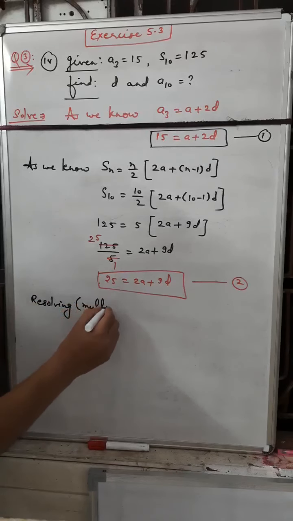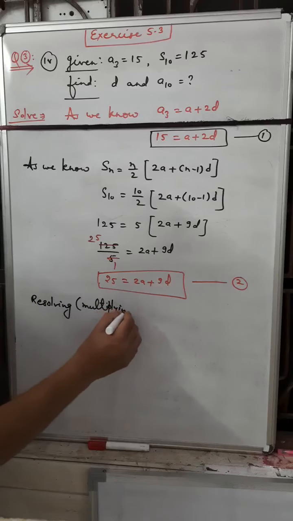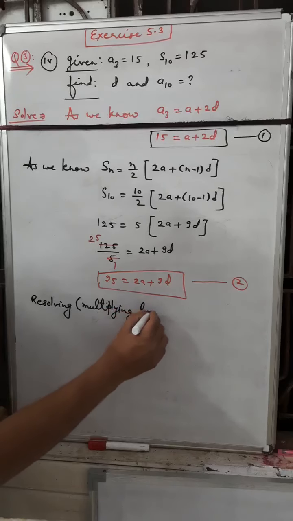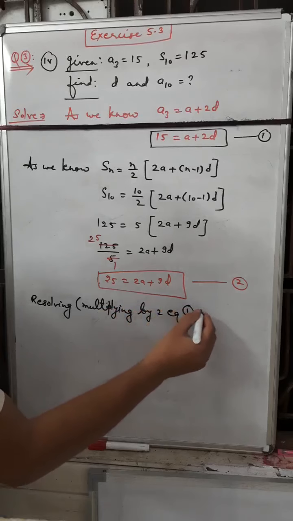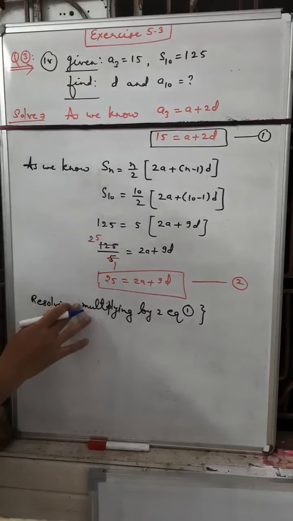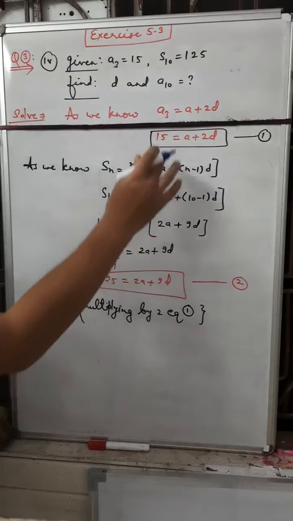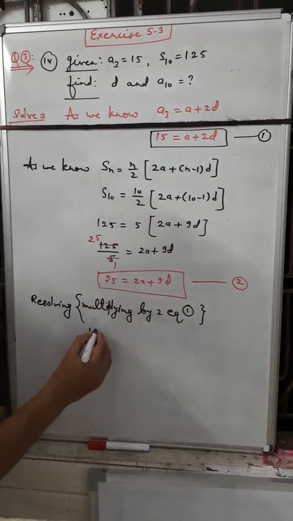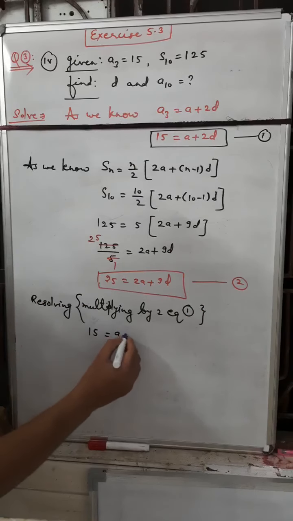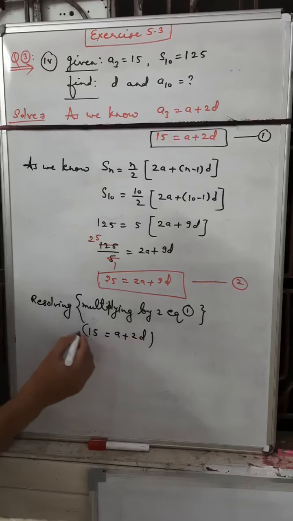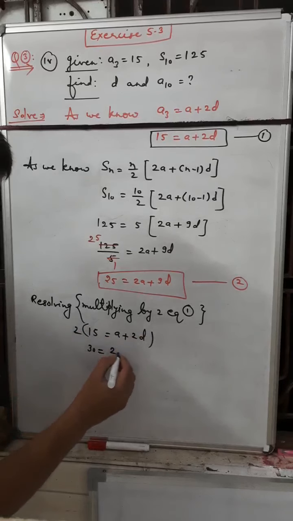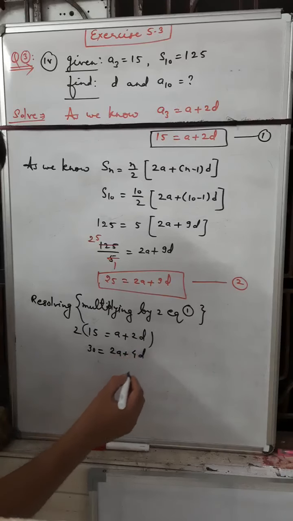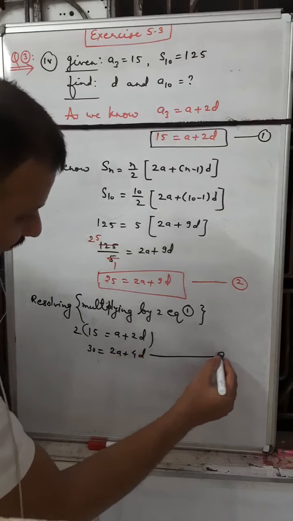Multiplying equation number 1 by 2. Here, if we multiply the equation 15 equals a plus 2d by 2, 15 twos are 30 is equal to 2a plus 2 twos are 4d. Now this has become equation number 3.